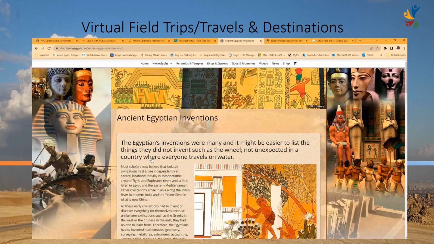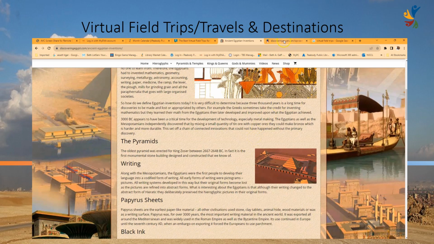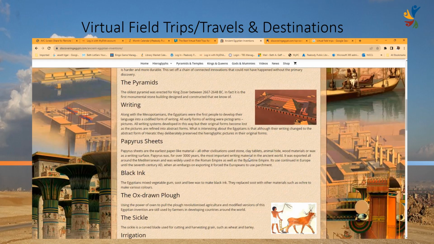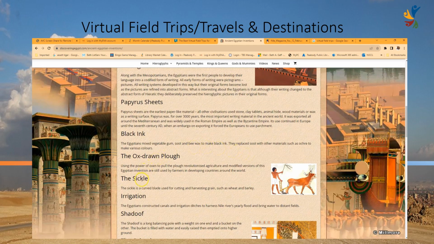Inventions. Too many to list. So the pyramids. Writing. Still loading. Earliest paper known, black ink. They mixed vegetable gum, soot, and beeswax to make a black ink. They replaced soot with other materials such as ochre to make various colors. The sickle, it's a curved blade.